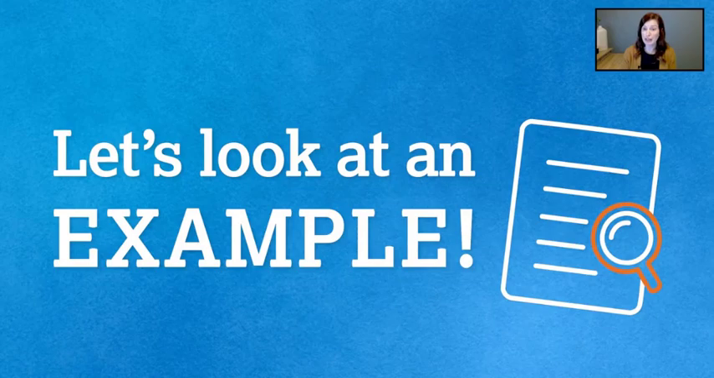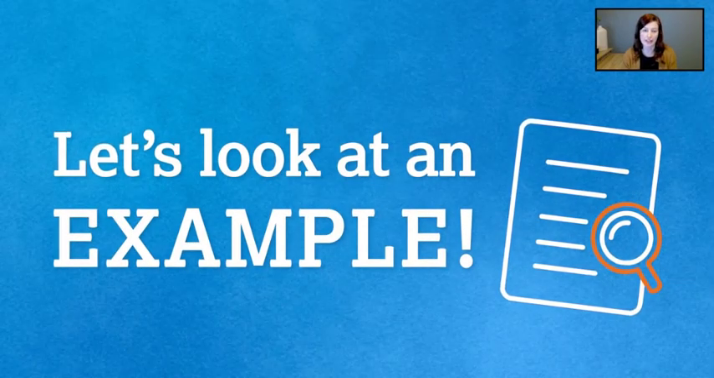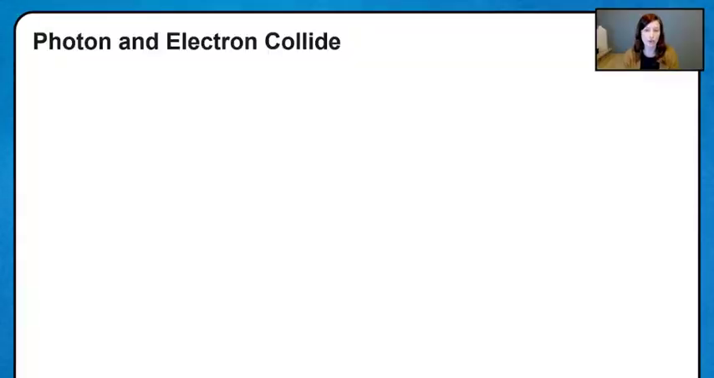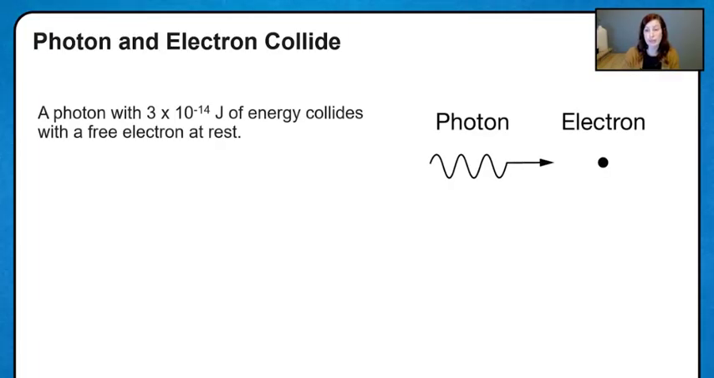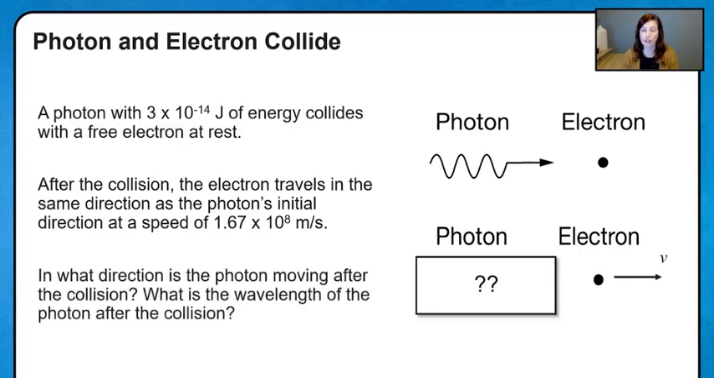So let's look at another example. This time we're actually going to do some calculations rather than just comparing quantities. So in this example, a photon with 3 times 10 to the minus 14th joules of energy collides with a free electron at rest. After the collision, the electron travels in the same direction as the photon's initial direction at a speed of 1.67 times 10 to the 8th meters per second. We want to know the direction of the photon and the wavelength of the photon that emerges from the collision.